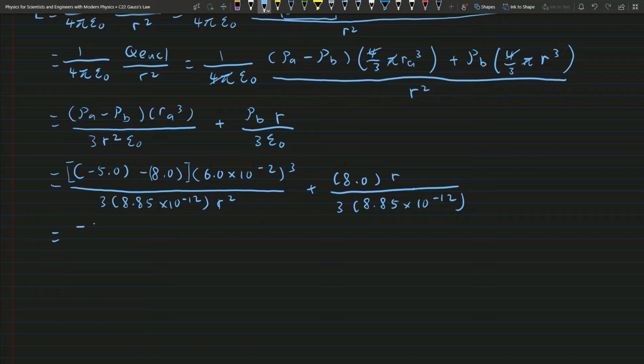Here I get this is negative 1.058 and this is a 10 to the 8 over the r squared and plus this 3.013 10 to the 11 r. So this is the answer for B.